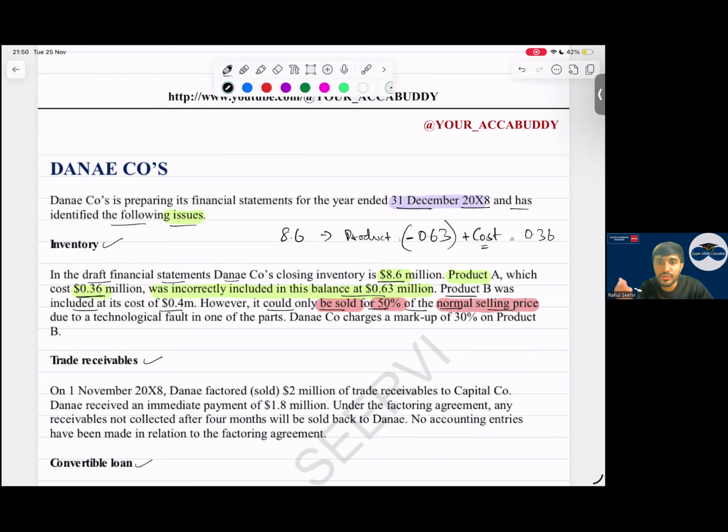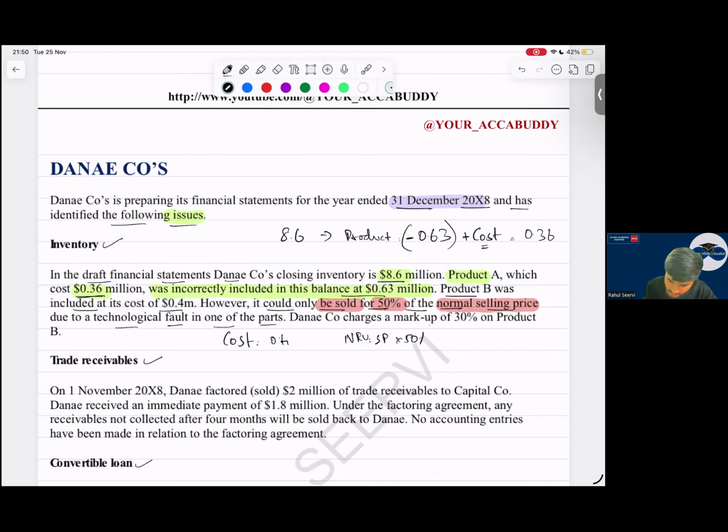Sir, we should know the selling price. So I will say my cost is how much, sir? 0.4. My selling price I have to calculate. So my NRV will be what, sir? NRV will be selling price times 50%. Let us see, have they given the selling price or not? 50% of the normal selling price due to a technological fault in one of the parts. They are saying there is some technology issue, some fault, and that is the reason we are only able to sell at 50%.